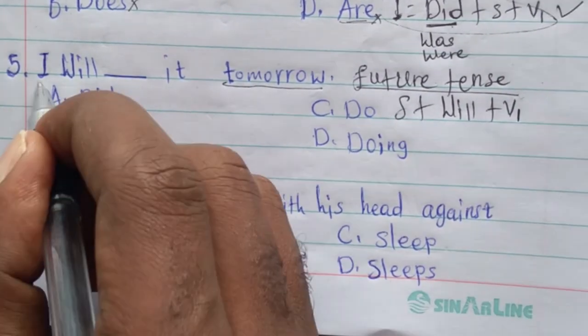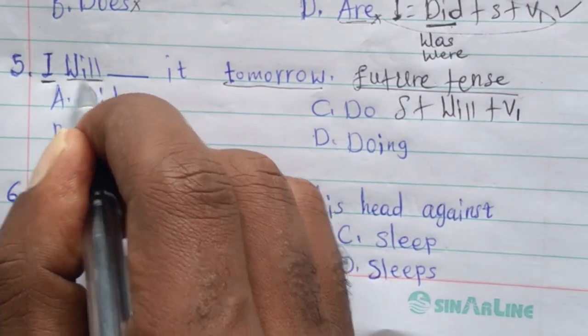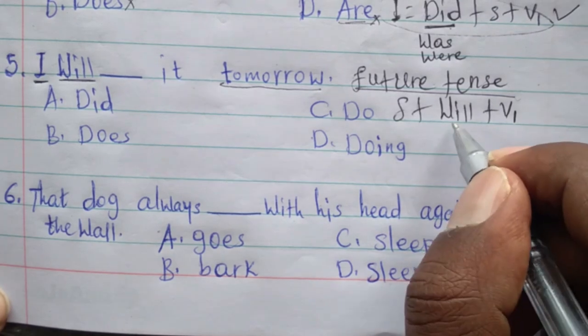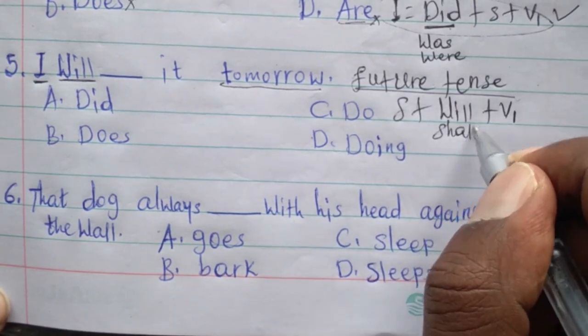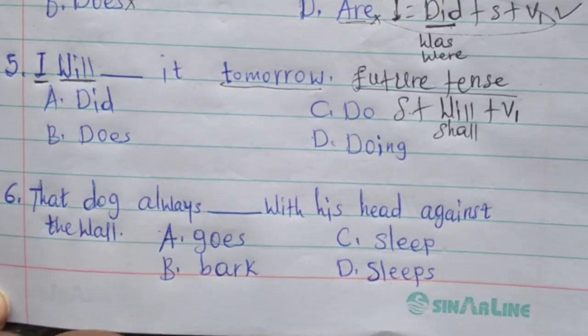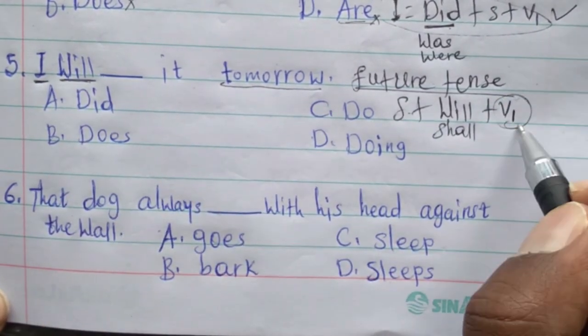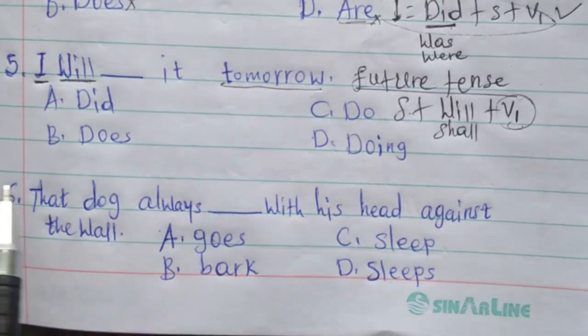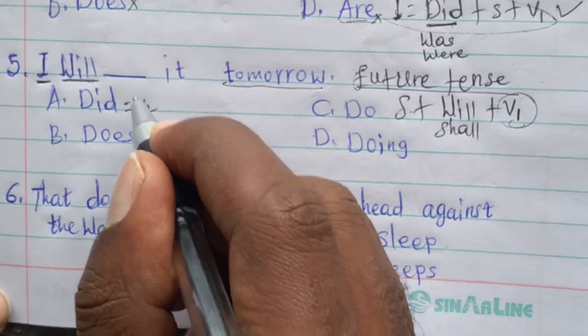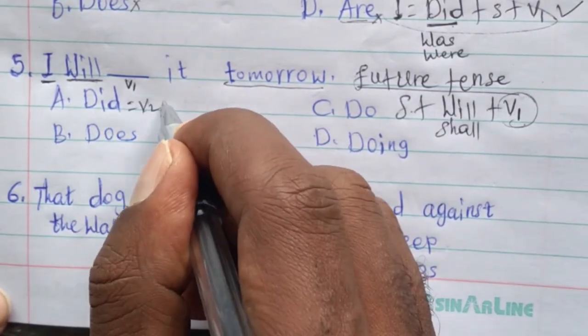So here the subject is I, and the modal verb will is used, or instead of will we can also use shall, subject plus will or shall plus verb 1, but here we are given will, and then we are looking for the verb 1 form. So did is verb 2, so here must be verb 1. This is not the answer.